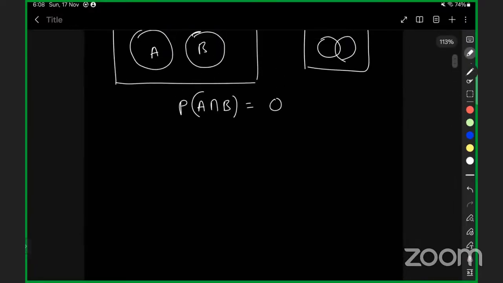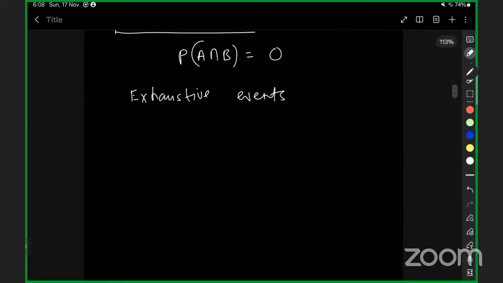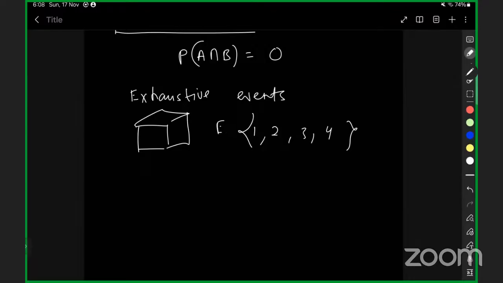Then there is something called exhaustive events. This might not have been there previously, but what this means is that if all the elements of a sample space are covered with events, then you can call it an exhaustive event. Let's say we roll a die, and let's say you write 1, 2, 3, 4 as the event E1. And let's say E2 is 1, 2, 3 or something, right?